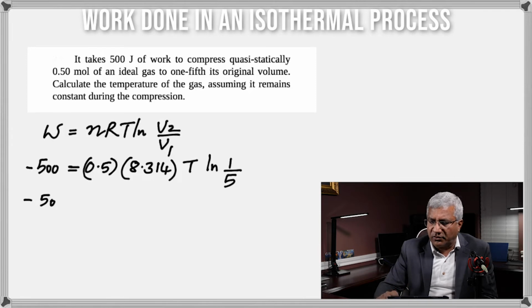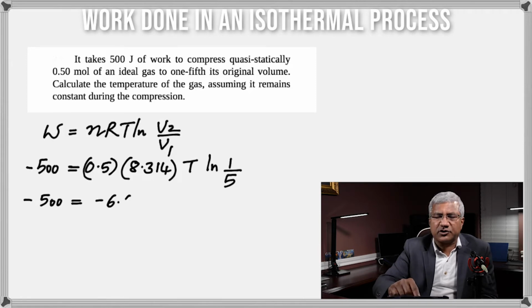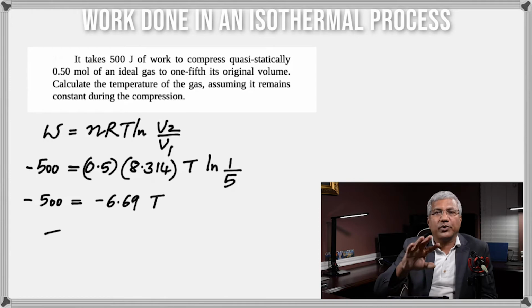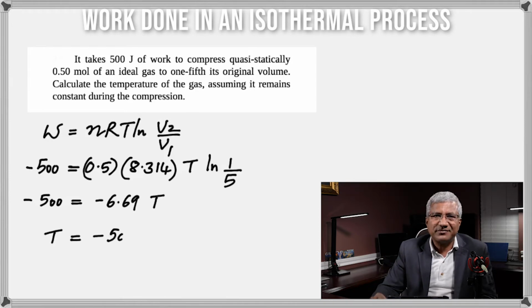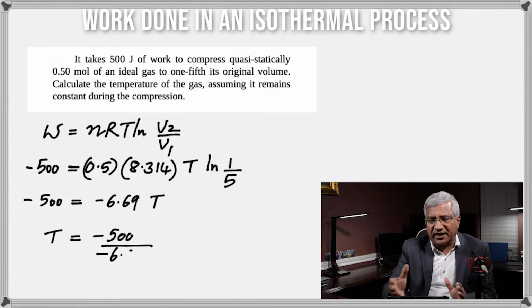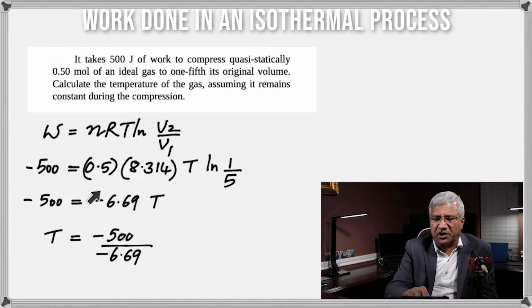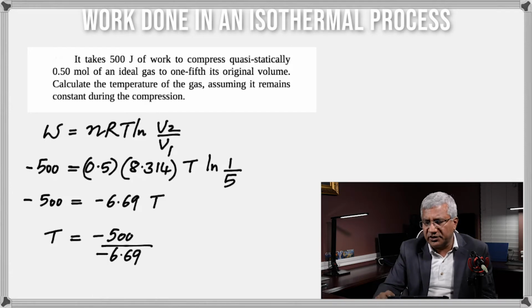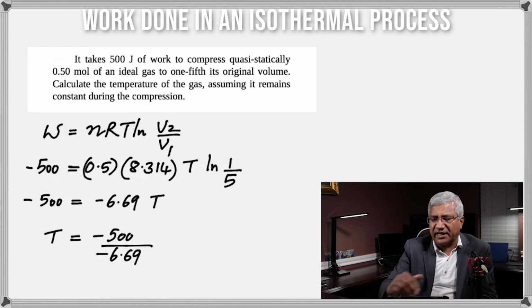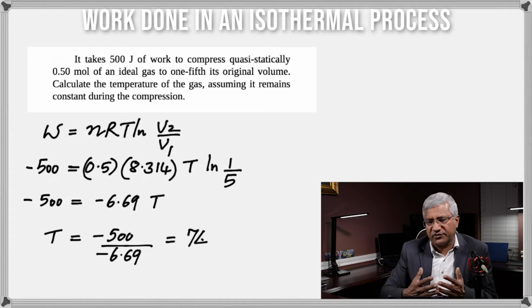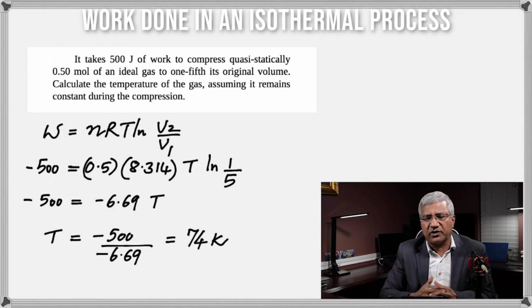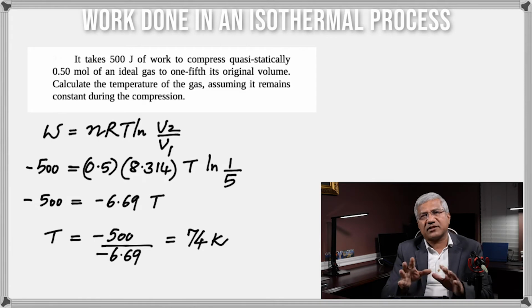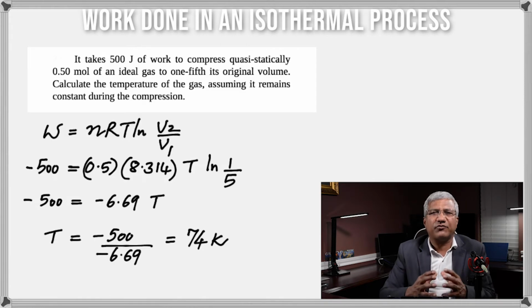And then on the right side, when you take the natural log of 1 by 5, we're going to get another negative. So you get negative 6.69 when you multiply these two, and then rearrange to get the temperature, and negative by negative is going to give us a positive. So the answer is 74 Kelvin. So that's how we could use this formula in order to find the temperature during an isothermal process.